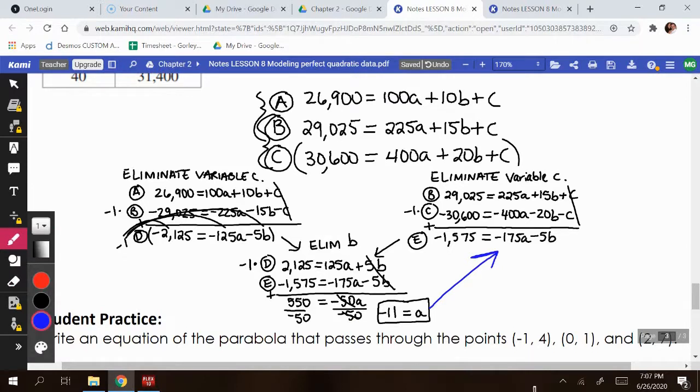I'm going to have negative 1,575 equals negative 175a, which now we know that a is negative 11, minus 5b. So this is going to be negative 1,575 equals 175 times 11 is 1,925 minus 5b. Okay, so I'm going to subtract the 1,925 from both sides. Whoops.